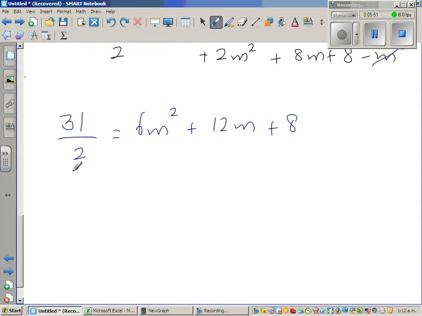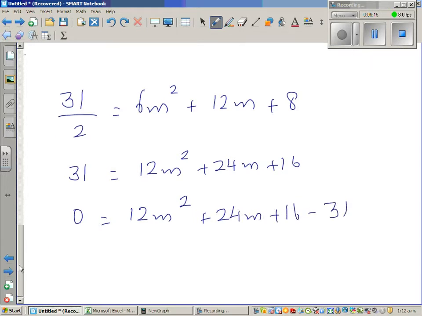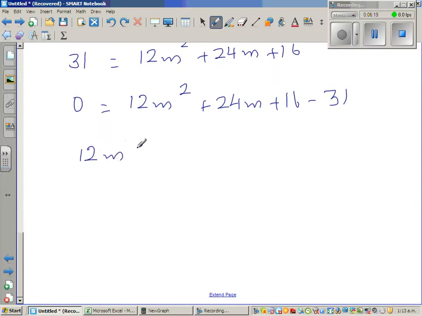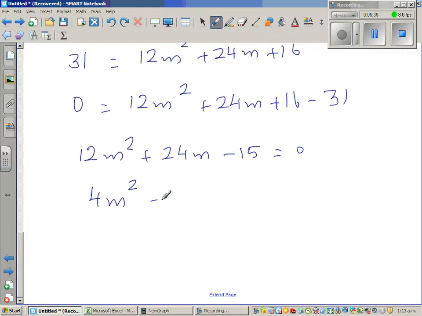I'm going to multiply both sides by 2 to get rid of this 2. So 31 is equal to 12m squared plus 24m plus 16. Now taking away 31 from both sides, you get 12m squared plus 24m plus 16 minus 31. So this becomes 12m squared plus 24m minus 15 is equal to 0. I can divide all by 3, and you get 4m squared plus 6m minus 5 is equal to 0.